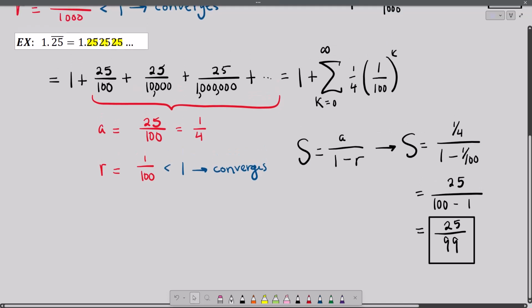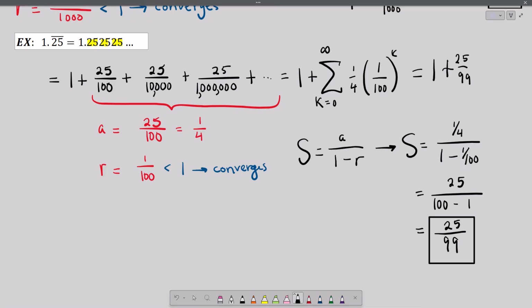So this total sum is going to be 1 plus 25 over 99. So our total sum is going to be 124 divided by 99. That'll be our original written as a ratio of integers. So this part is just for the series piece of it.